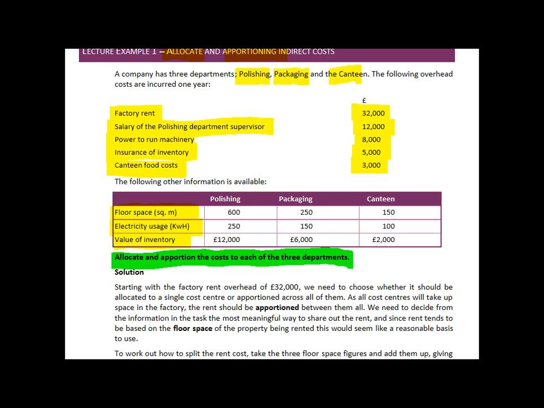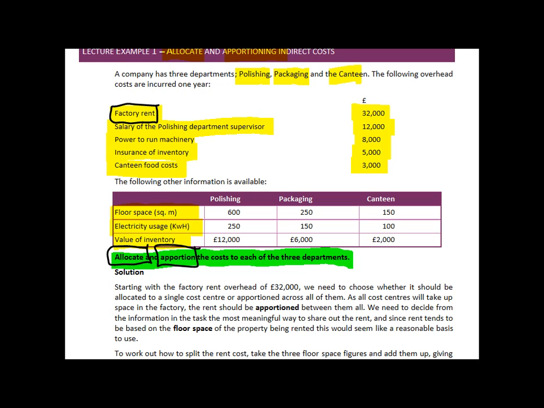Let's start by thinking about the factory rent. The first big question is, am I going to allocate it or am I going to apportion it? Do I think rent relates to a single department, a single cost centre, or do I think it relates to several and will therefore need to be shared out?